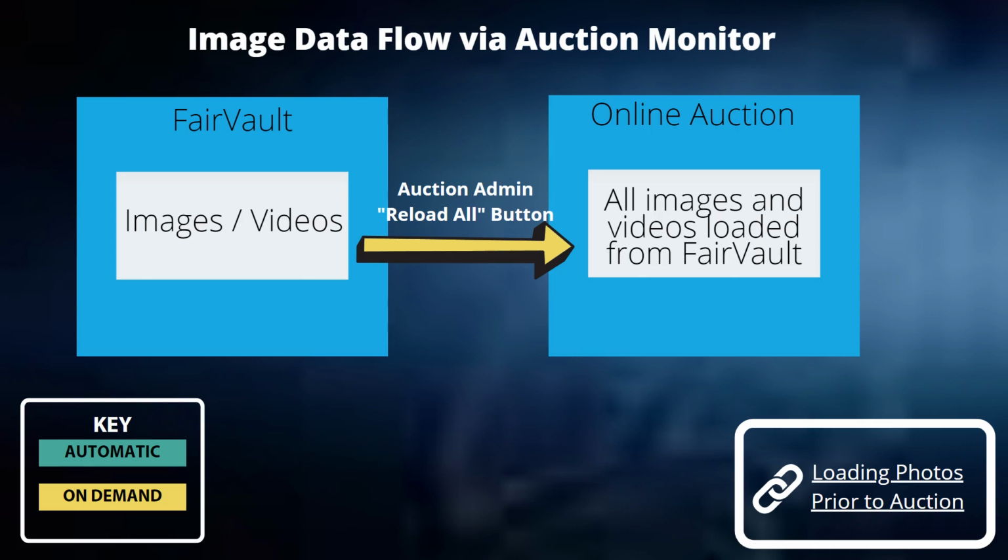When you click that, all those images and videos will be pulled from FairVault into your online site and they will show online. If you feel like you're missing any images or videos, if you added a new entry and moved it over from your Fair file to the online site, anything like that, you can click Reload All and those will populate, as long as there are images and videos to populate. And you can do that as frequently as you would like.